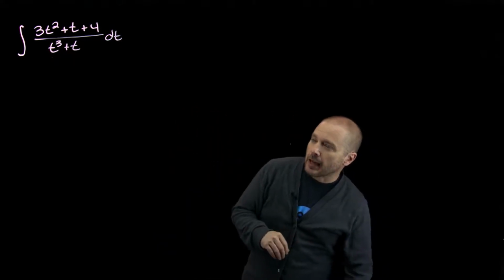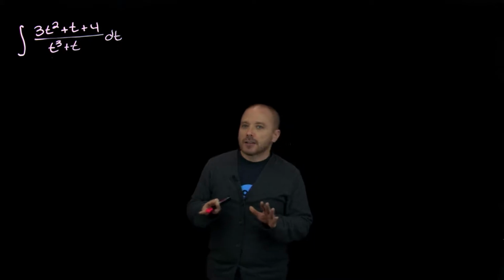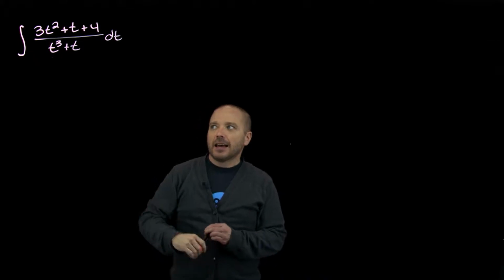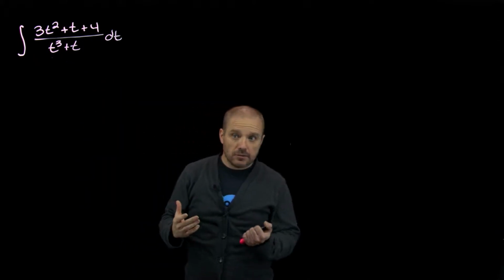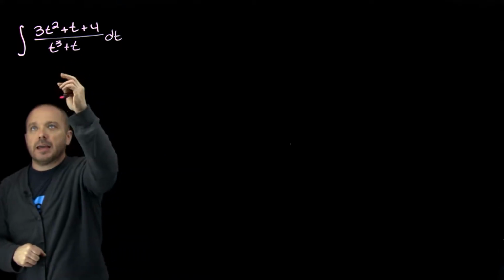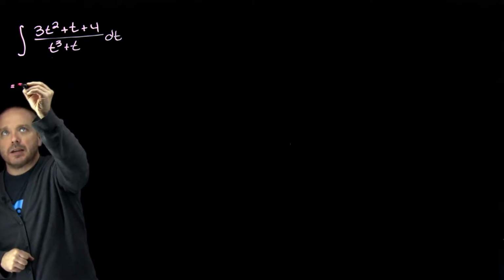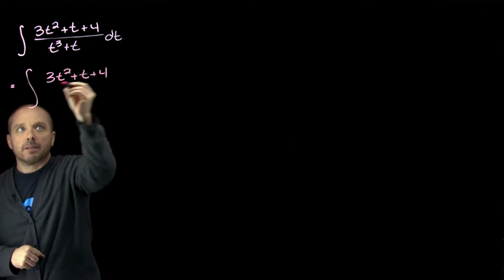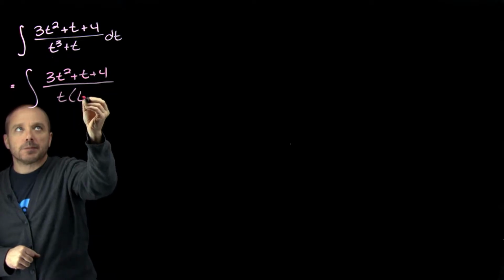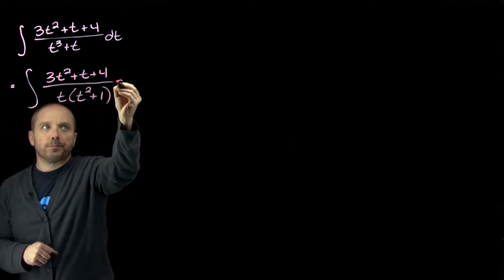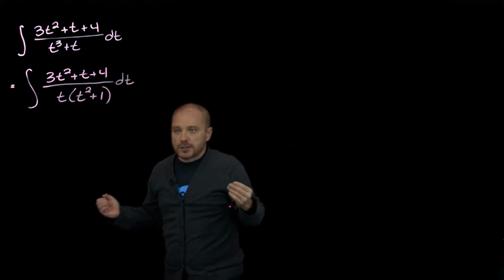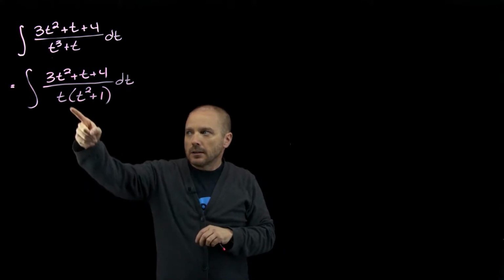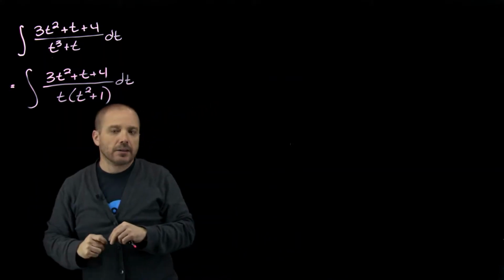And again, remember, strategy-wise, partial fractions is going to be applied to situations where you have a rational expression, which is what we have, and that the denominator has factors. So we can do a little bit of factoring there, right? We can take a t out on the bottom. And we have t times t squared plus 1. And that's as far as that goes, right? T squared plus 1 doesn't factor any further. It's irreducible. And then we have that single linear factor outside.